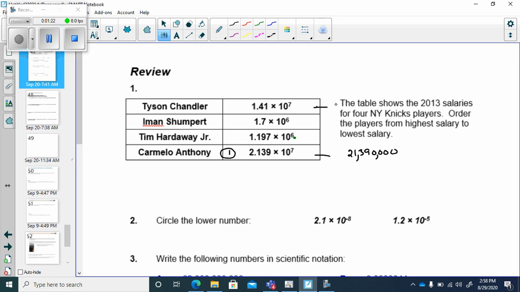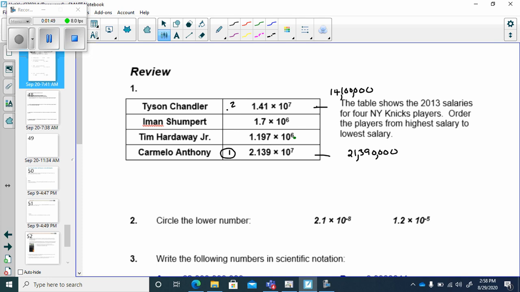Okay. And let's do this one. How many places are we moving? 1, 2, 3, 4, 5, 6, 7. We moved it 7 places. And this guy's salary is $14 million. So here's the high salary, right? Let's look at these two. Okay, these would be below that.